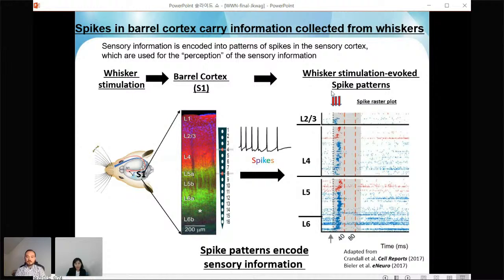This is a spike raster from other papers cited here. It shows the timing of the whisker stimulation, and these individual dots represent spikes, the timing of the spikes recorded across layers 2, 3, 4, 5, and 6. Whatever is encoded in this spike pattern must be what this animal has been detecting. So the spike patterns must be encoding the sensory information that is embedded there.